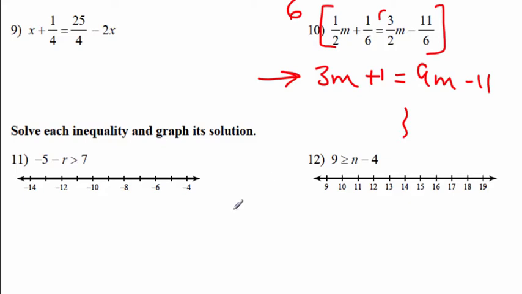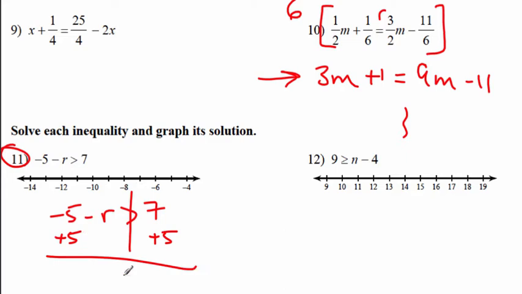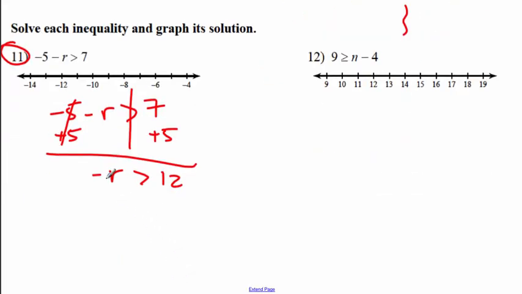All right, 11 and 12. I'm going to do number 11 here because of that negative r, which everyone always forgets about. So, same rules as equations. You just draw the line down the middle and you make sure you keep it balanced. These 5's will cancel. When we add 5 to each side, we are left with a negative r is greater than 12. Now what? Well, we have to divide by negative 1. If you remember the rule, when you divide by a negative, that sign has to switch. So we're going to get r is less than negative 12.